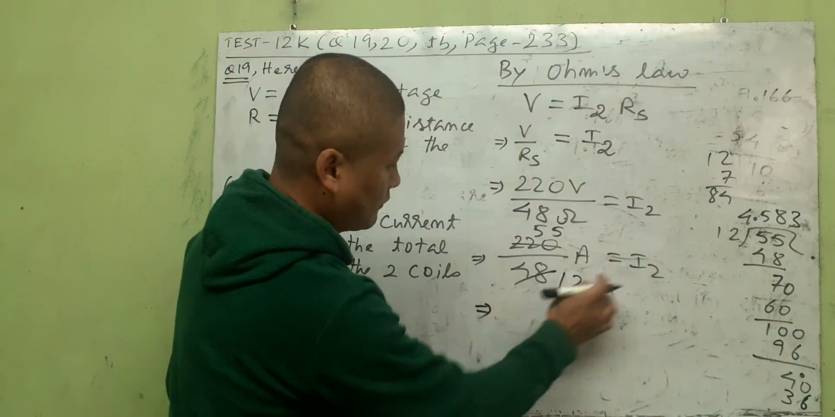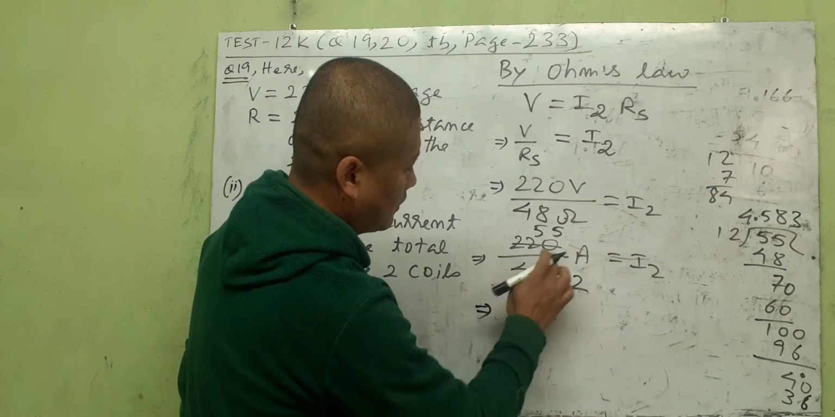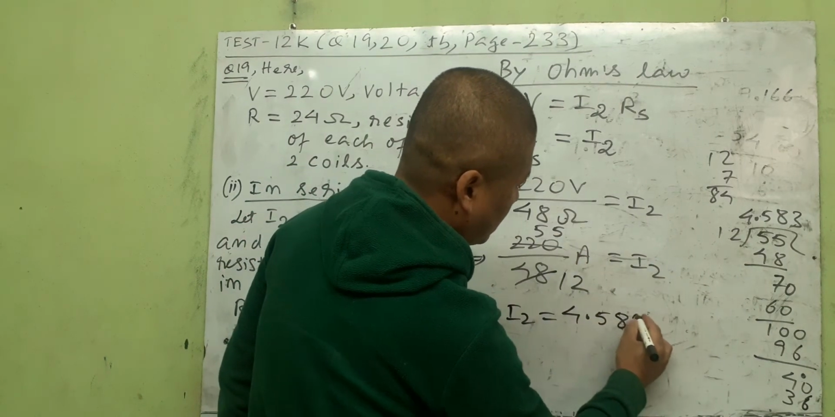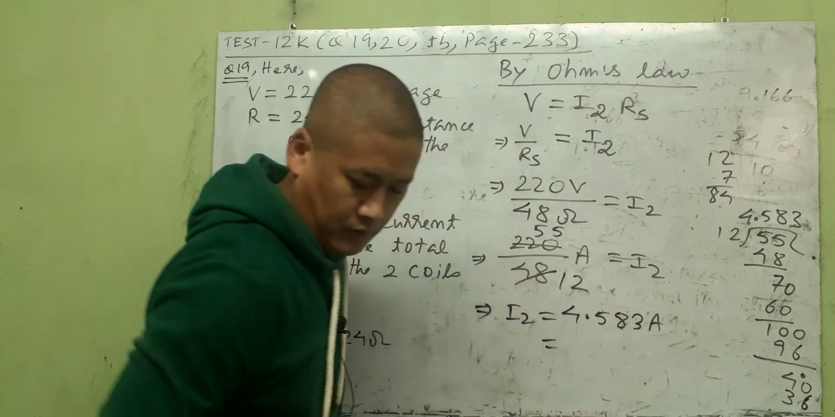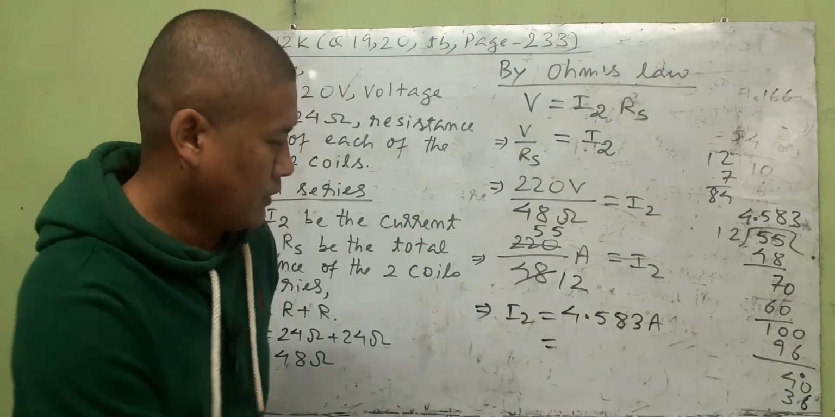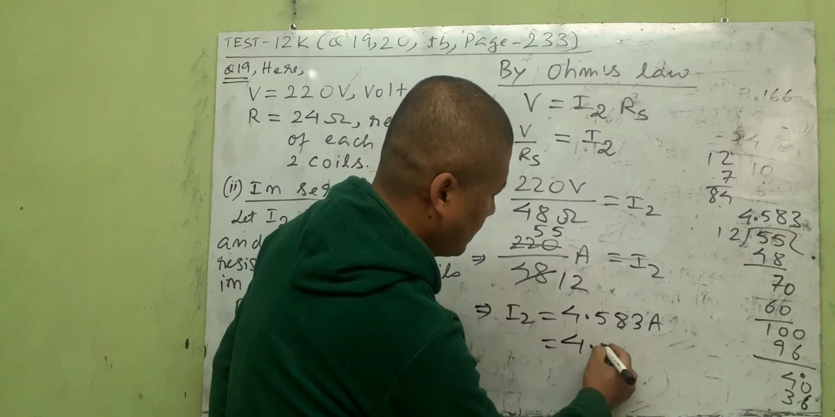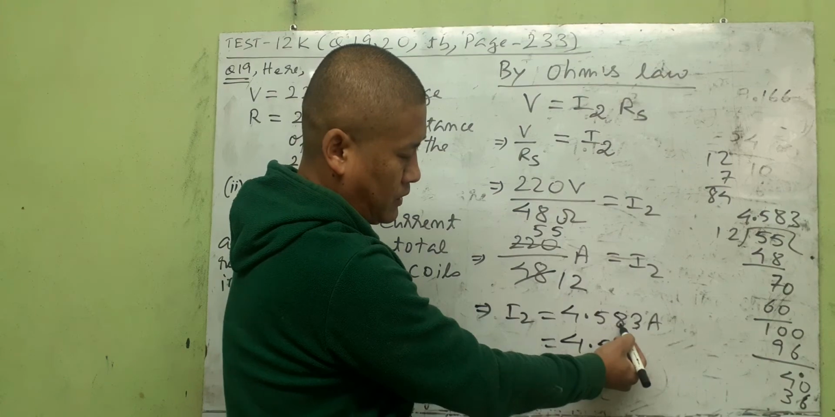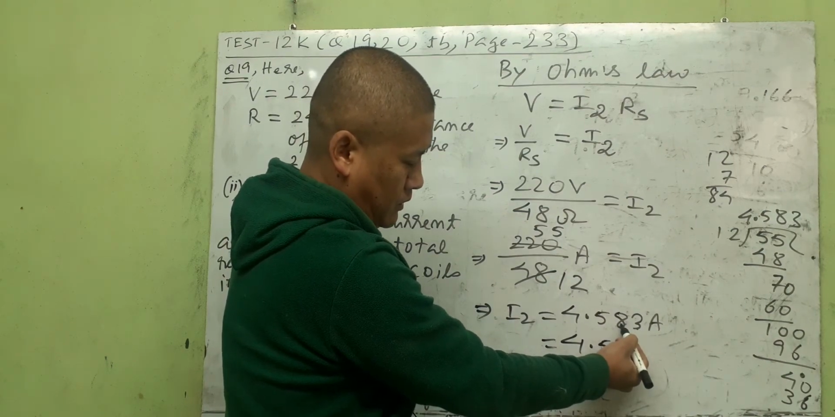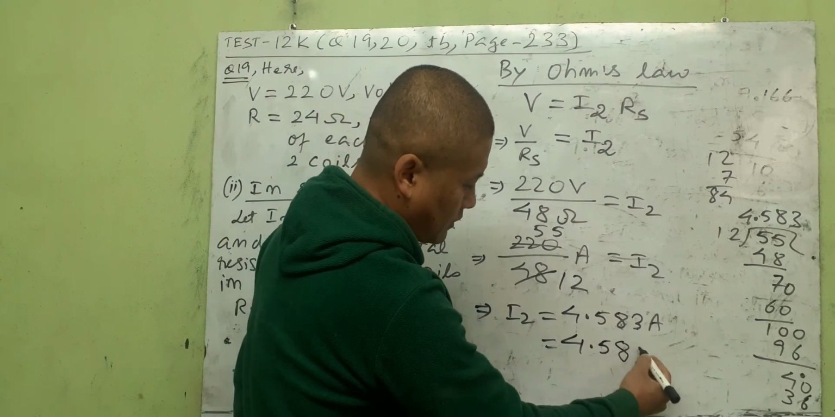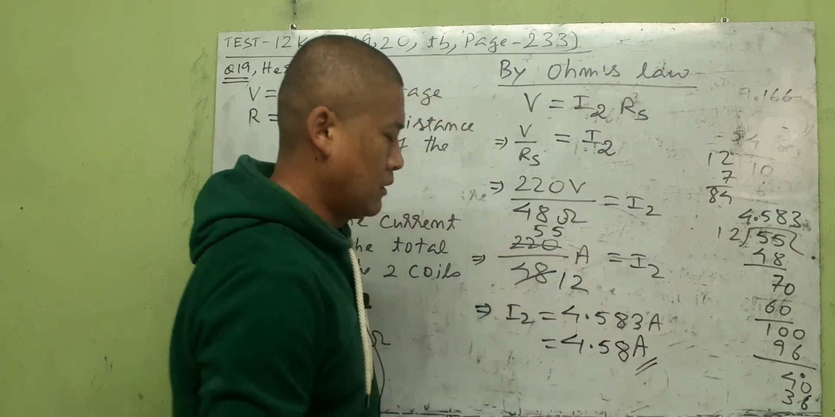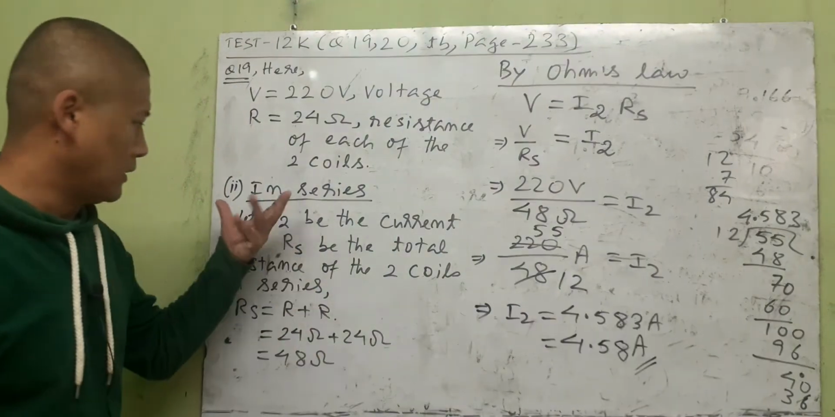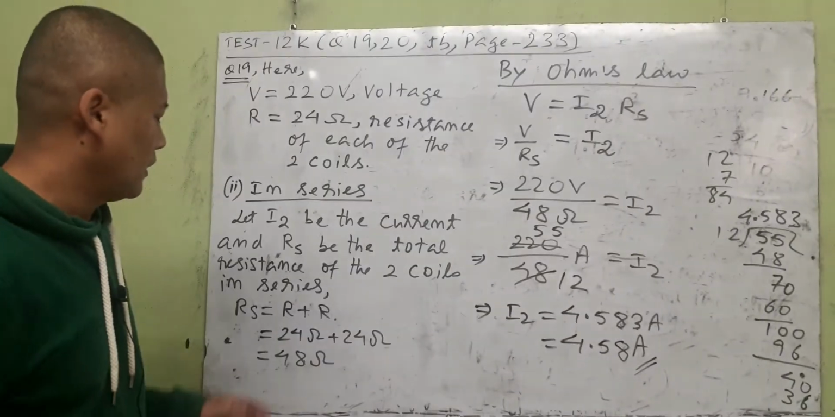So the approximate value of this I2 value is 55 divided by 12, as you can see here, 4.583 ampere. Then that will be 4.5. Third place is now less than 5, so the preceding second place, preceding means the one in front, second place of decimal 8 will not change, remain same. So approximately in the second case, 4.58 ampere is flowing when the two coils are connected in series.